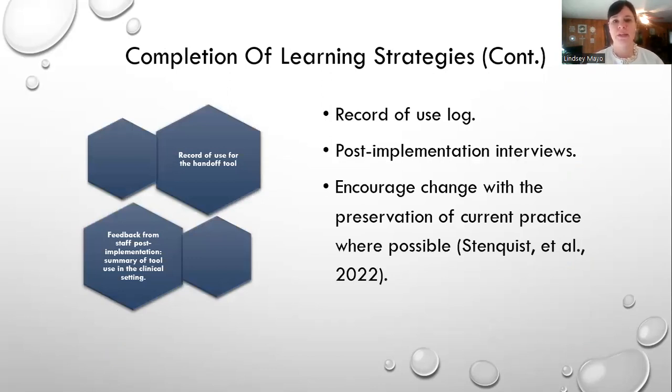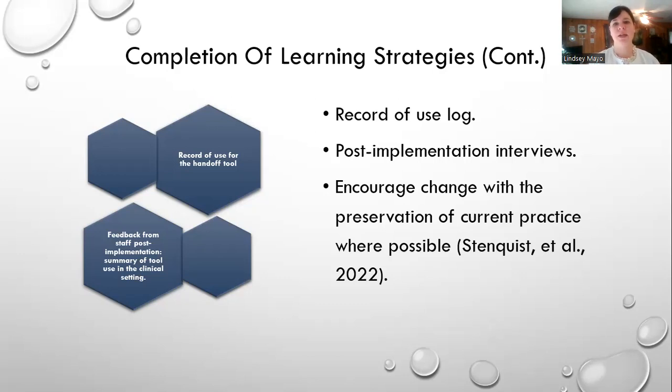Again, once the tool was implemented, I kept a record of use that talked about when the tool was used and what type of procedure the handoff was occurring for. Once the implementation phase concluded, I was able to perform some post-implementation interviews with the staff and collect their feedback about what they liked about the tool, what they disliked about the tool, and any general comments or feedback that they had.